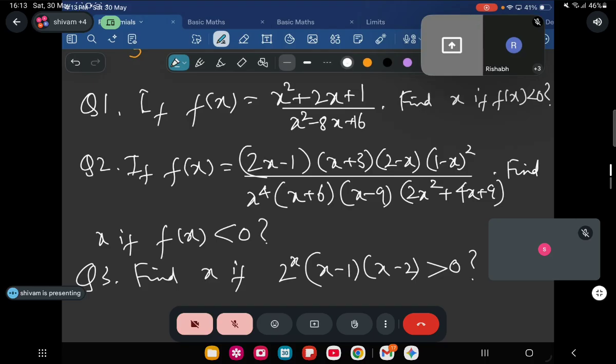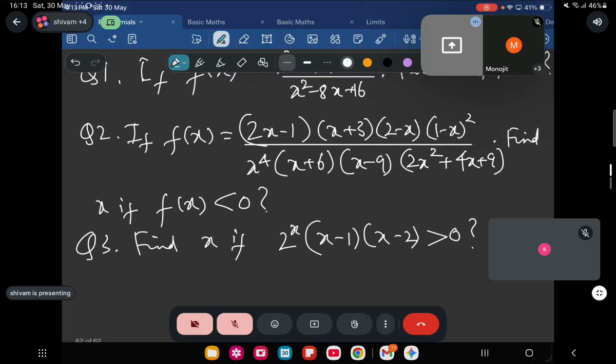First one. Okay, let us start with the first one. Sir, I have sent the answer. Let me see. Correct. Okay, let us start everyone. We have got x square plus 2x plus 1 upon x square minus 8x plus 16. Can we factorize? We can factorize, right? Let us pay attention. Let us solve.